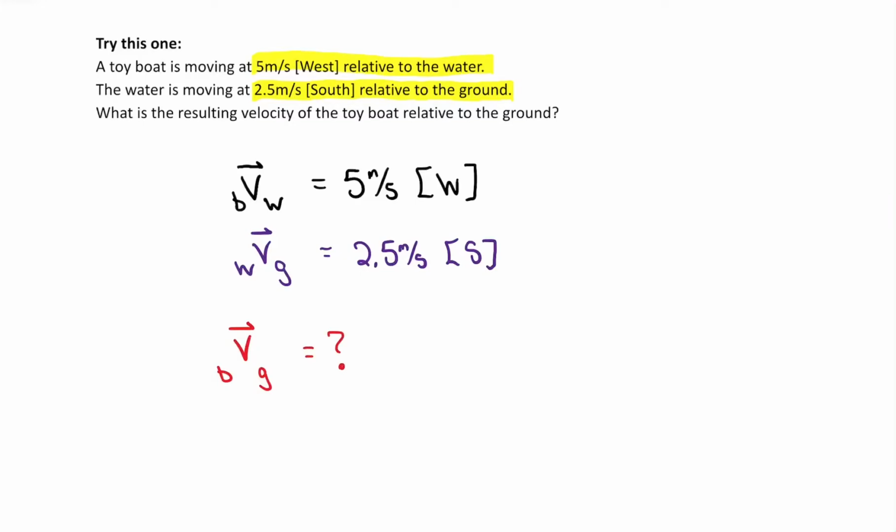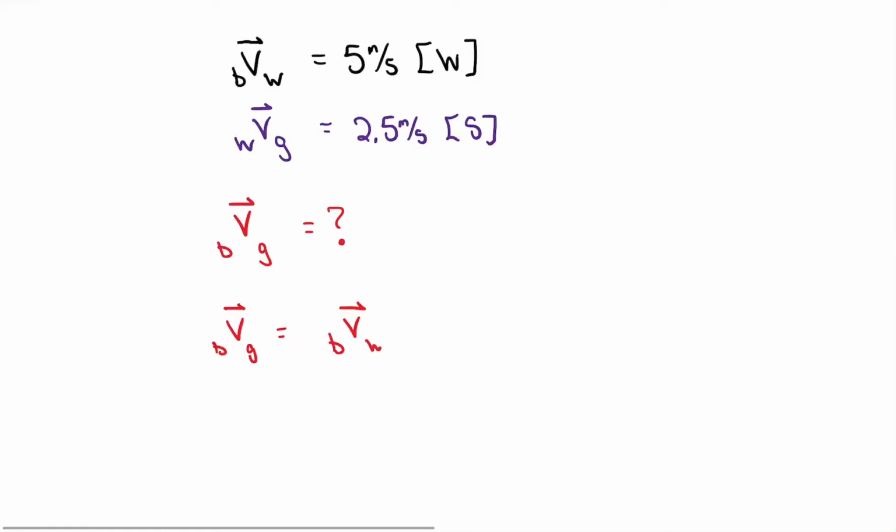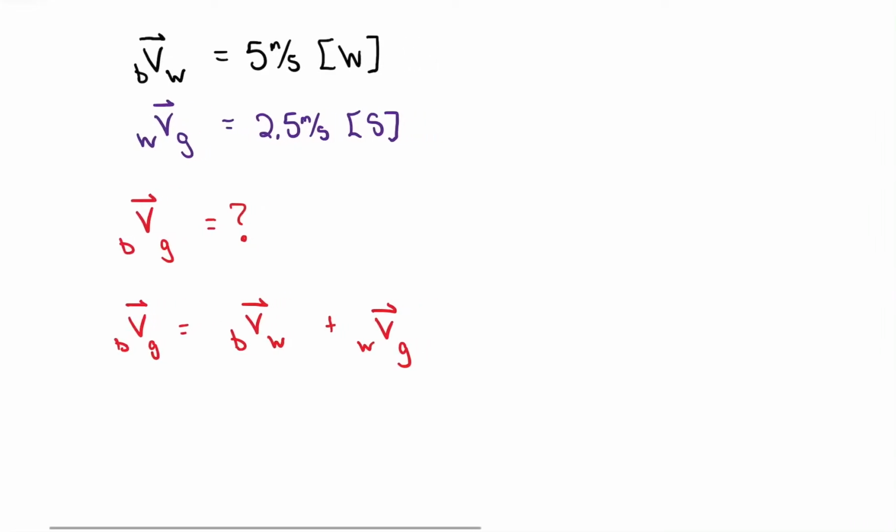Notation-wise, to go from boat to ground, let's write this out one more time: the boat to the ground is the velocity of the boat to the water plus the velocity of the water to the ground. Now we've got our equation. You could have maybe skipped all that. Now it's just a matter of adding them up.